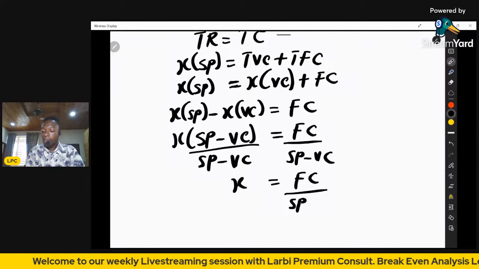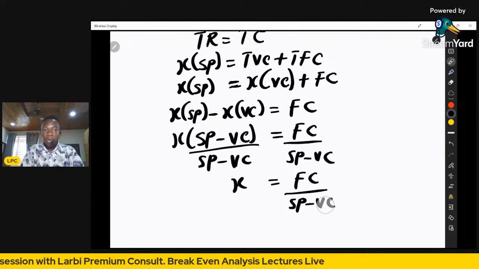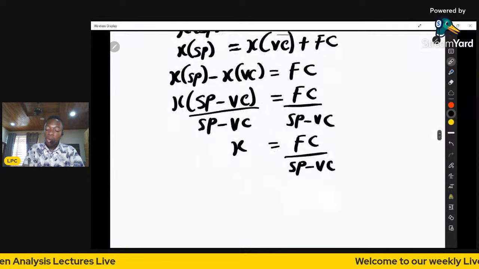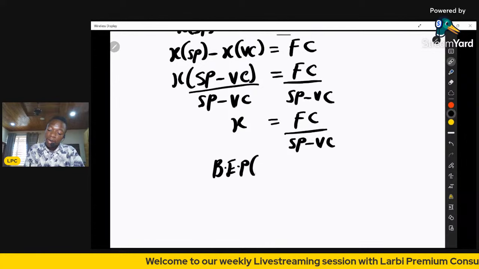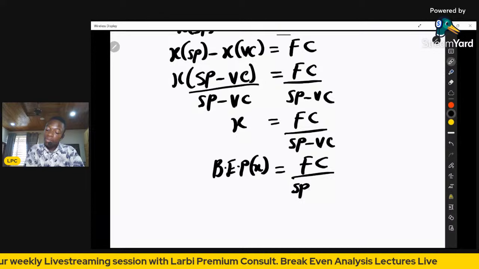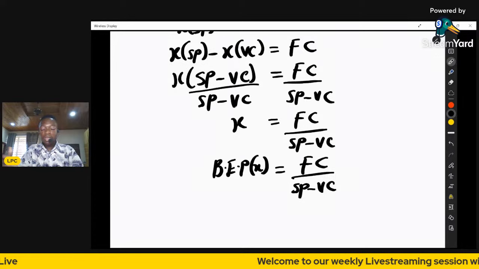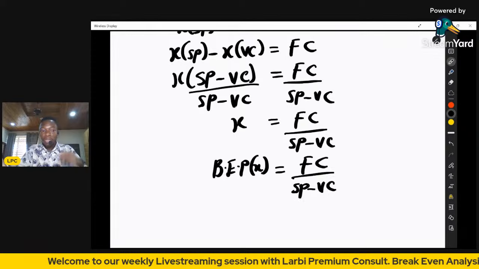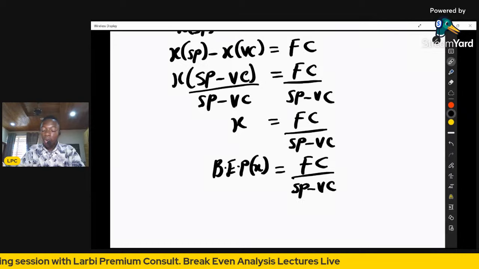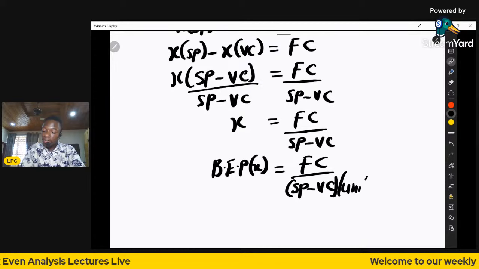And you know that SP is the selling price per unit, and VP is also the variable cost per unit. And this is what we will get as our break-even point in units, right? And that should be equal to the fixed cost over the selling price per unit minus the variable cost per unit. This is why you most of the time see in other texts that break-even point is equal to the fixed cost over selling price minus the variable cost. This is how it was actually derived. So when you have to find break-even point in terms of units, it should be fixed cost divided by the selling price minus the variable cost, in per unit. Right?